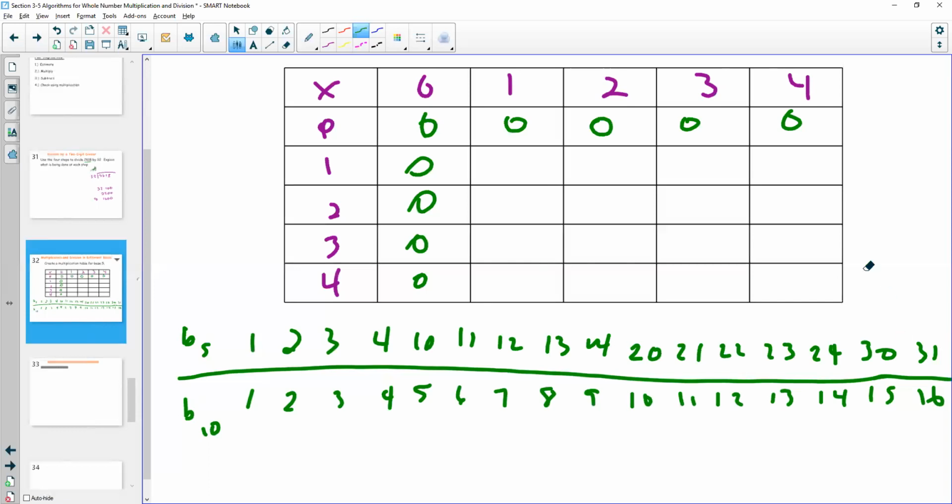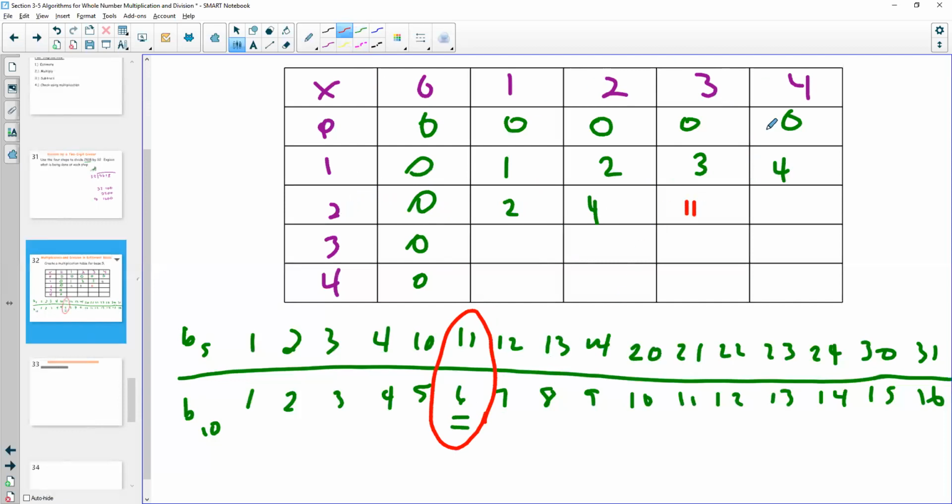That's going to help me. Okay, so 1 times 1 is 1. 1 times 2 is 2. 1 times 3 is 3. 1 times 4 is 4. So far, this is pretty easy. 2 times 1 is 2. 2 times 2 is 4. 2 times 3 is 6. Oh, nuts, I don't have a 6. But I can look, right? 2 times 3 in base 10 is 6. What is that worth in base 5? It's worth 11. I'm going to put an 11 there.